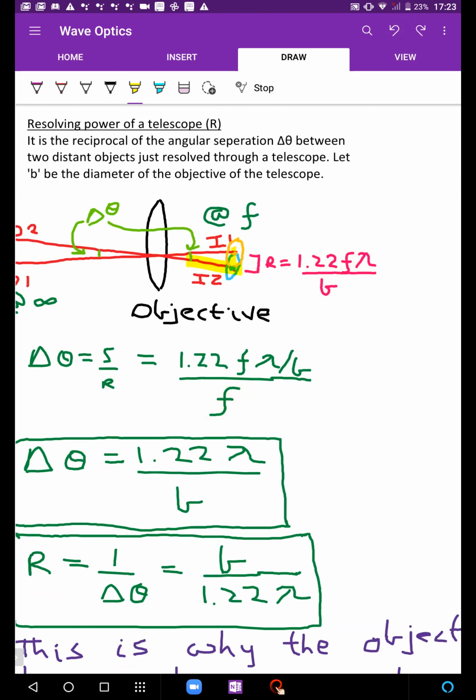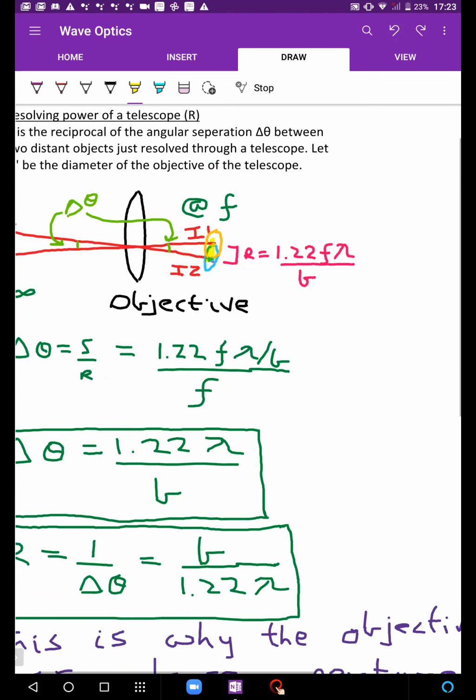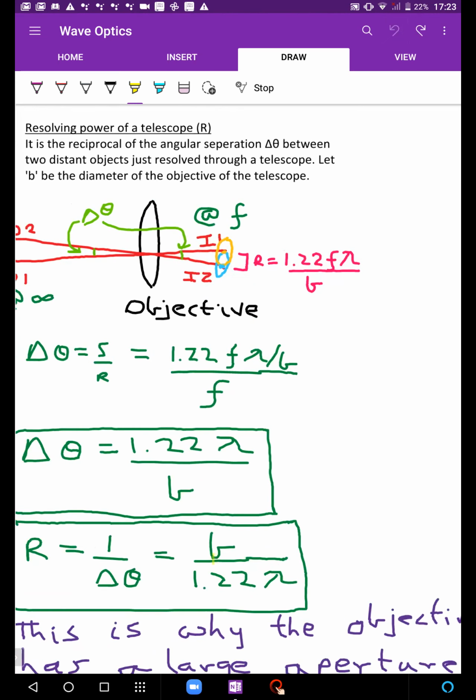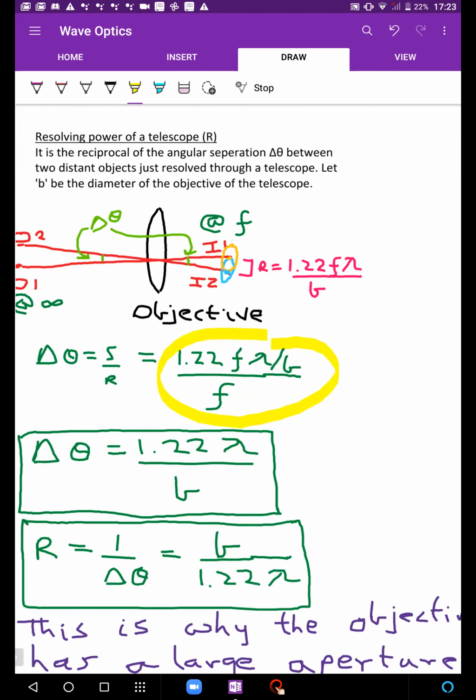d is again the distance of the image from the aperture, so that's basically the lens itself. So this also becomes 1.22 f lambda by b, and because the object is far away, the image forms at the focus. So basically delta theta, I just went over this. This was an easy derivation for the telescope, so you can remember this. But if you don't want to remember the derivation, that's fine. But remember the result.